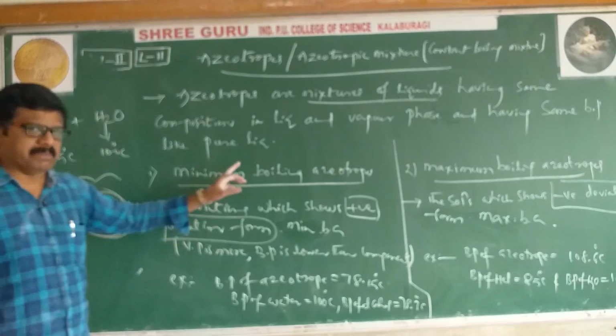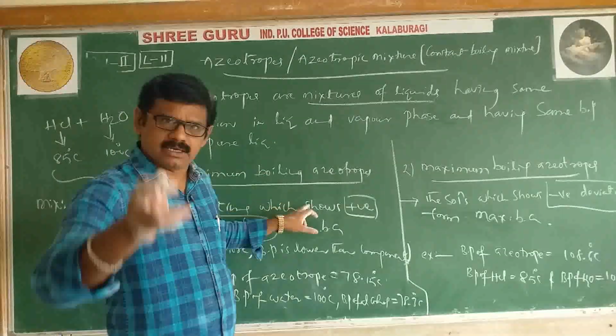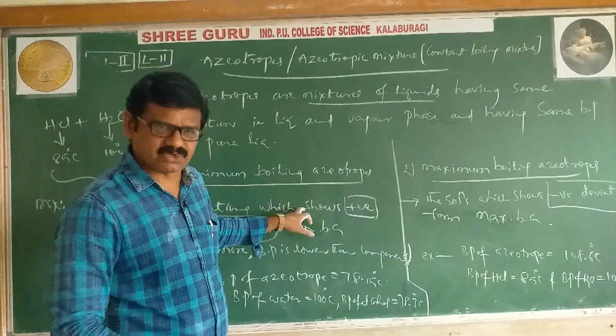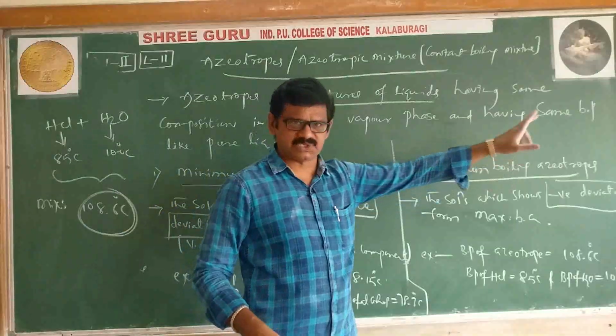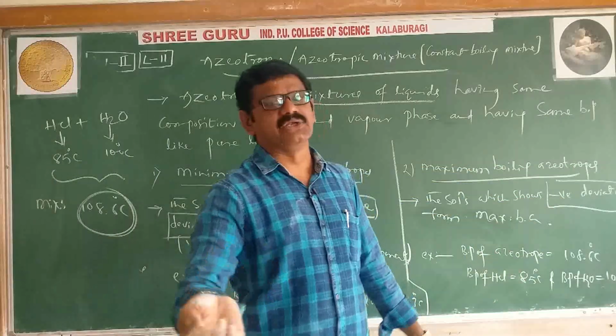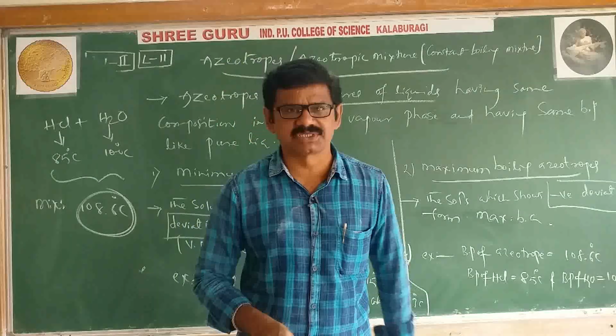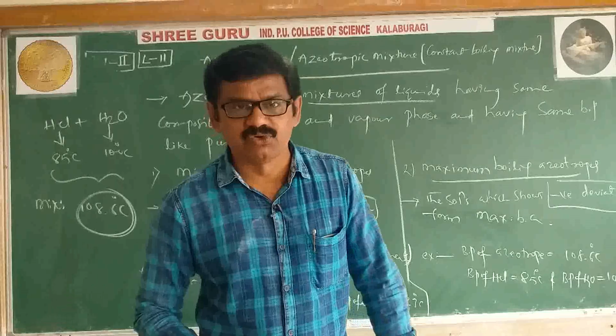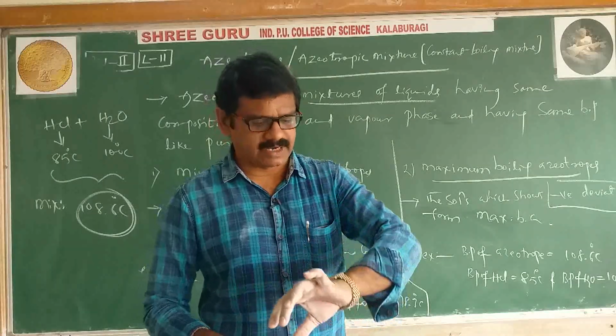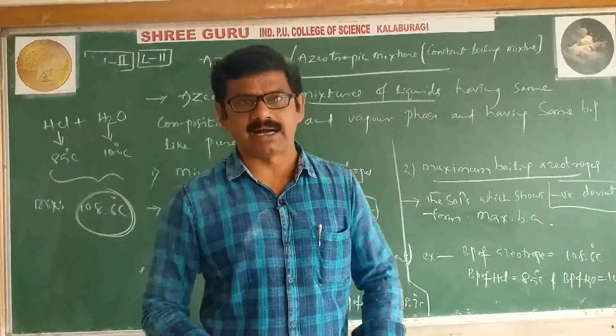Okay, once again: minimum boiling azeotropes are shown by positive deviation solutions, and maximum boiling azeotropic mixtures are nothing but negative deviation solutions. That's it. Next, we have to start colligative properties. Right, in our next video, we'll start colligative properties.